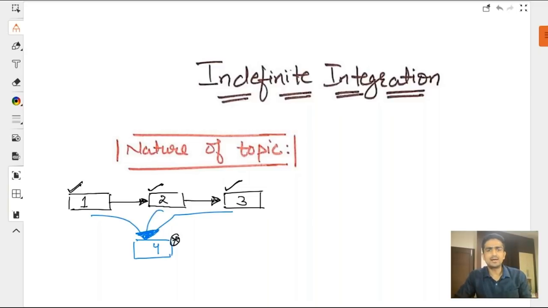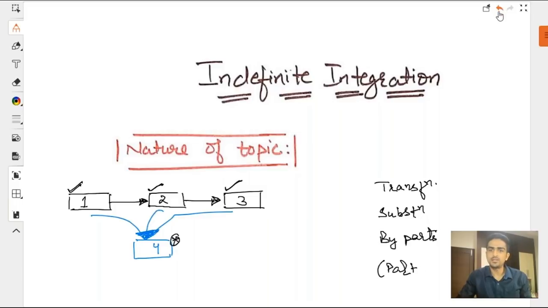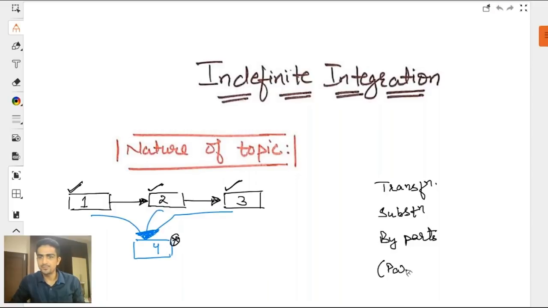Now, primarily, this topic involves 3 major topics. One is transformation, and second is what we call substitution, and third is by parts. Let me call the fourth one also, partial fractions. You can also take it as one important part. To be precise, everybody has his own preferences, but as per me, these two are the most important parts of this chapter.